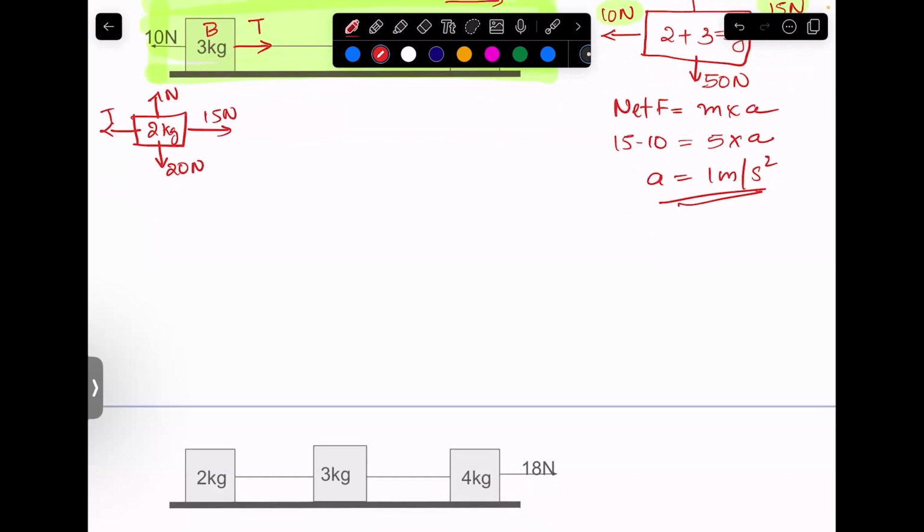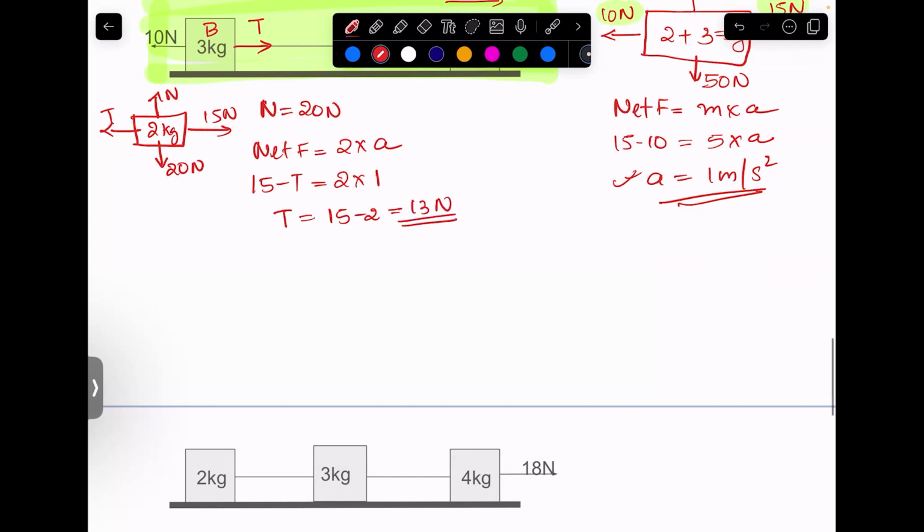In the vertical direction, N equals 20 Newton. And in the horizontal direction, net force is equal to mass times acceleration. Net force is 15 minus T, which is equal to 2 times A, which is 1 meter per second square. So that gives you T equal to 15 minus 2, which is equal to 13 Newton.